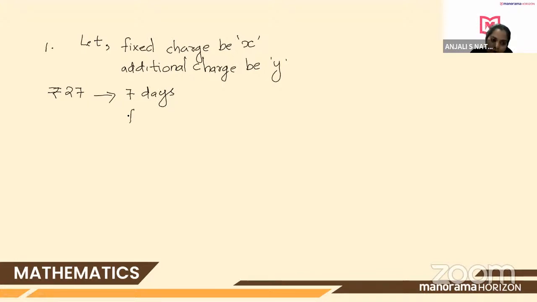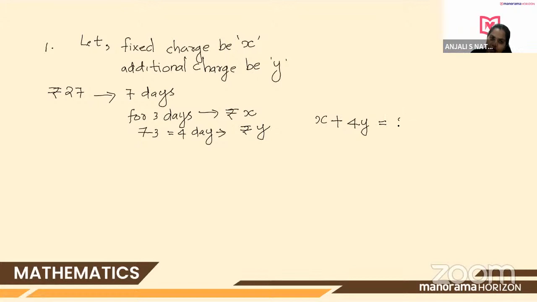We know that for 3 days, they charge only rupees x. And after those 3 days, that is 7 minus 3, which is 4 days, they will charge rupees y. Then what will be the equation? The equation will be x plus 4y, and the total rupees she paid is 27. So this is equation 1.